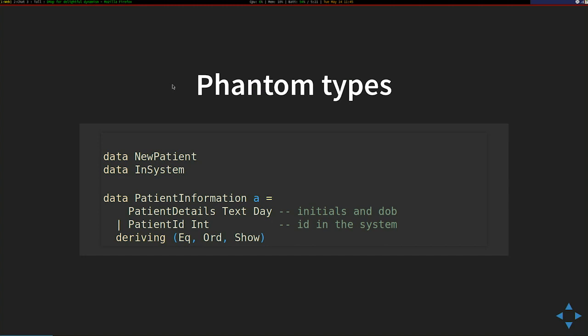Phantom types are one of them. If we want patients to start off, we gather their details and then we put them into the system, we can create a couple of types. They're a new patient or they're in system, and tag our patient information with that type using the A type parameter. A is never used inside the values. It just separates our types out.